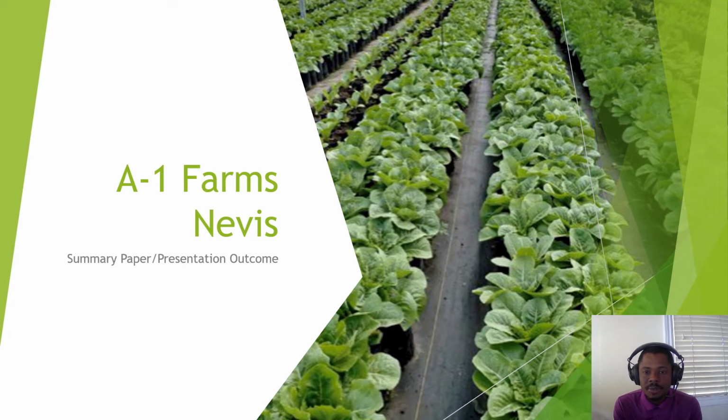Just a little brief history. A1 Farms is an existing farm that is 9 years old. It consists of 4 major greenhouses and 2 plots of land. I live in the Caribbean, so the population is really small. Despite the population, there is always room for innovation and opportunities.